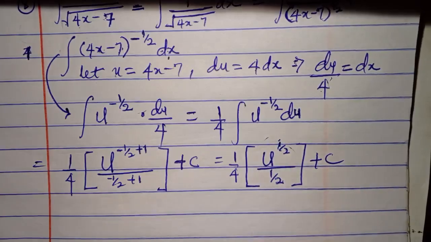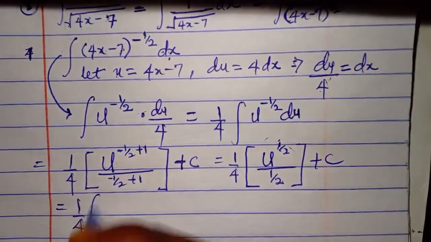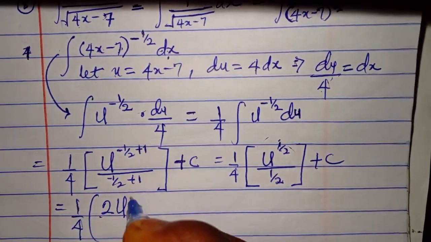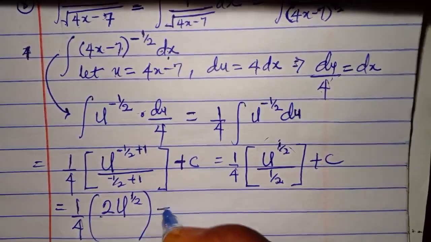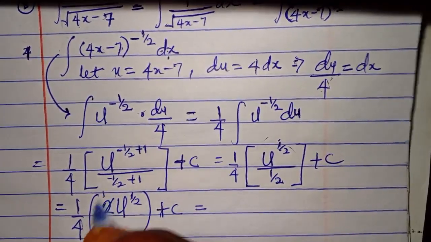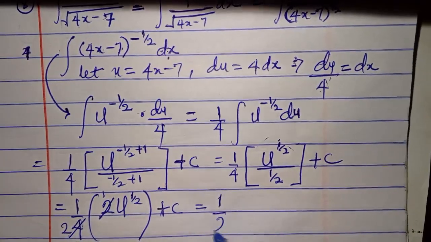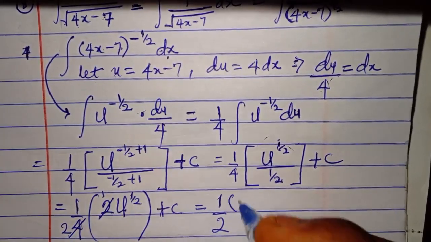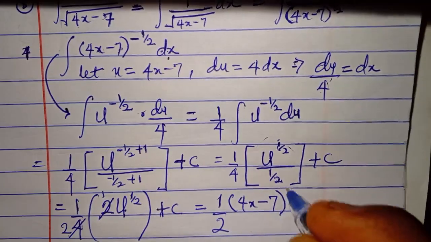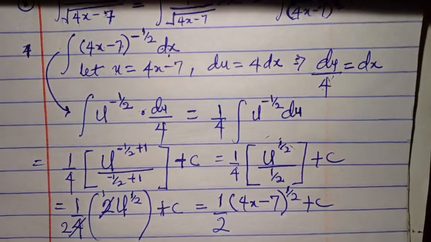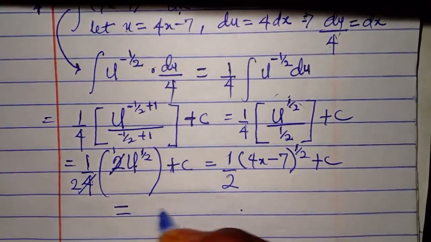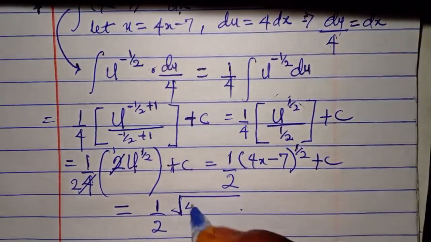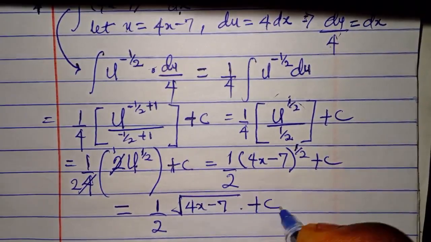These brackets will now reduce to 1 over 4 into 2 all over 1. The 2 multiplies this one on top. 2 here is 1, 2 here is 2. So we are having 1 over 2. Remember that u is what? 4x minus 7. So we have 4x minus 7 to the power of 1 over 2. So finally, we can leave it in the form of the square root. 1 over 2 times the square root of 4x minus 7 plus c. This is the integral.